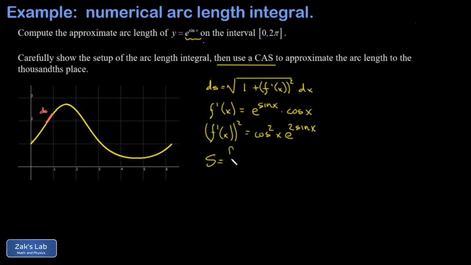So my total arc length is going to be the sum of all the arc length contributions as x goes from 0 to 2 pi.